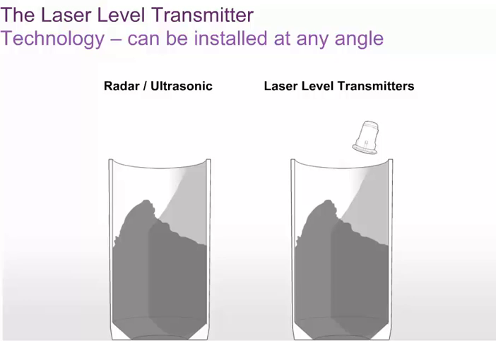Laser level transmitters can be installed at an angle with respect to the surface, and still provide a reliable reading. This is important when there are constraints on the mounting position of the laser level transmitter, for example, a central feeder. Radar and ultrasonic level transmitters must be mounted perpendicular to the surface to provide a reliable reading.